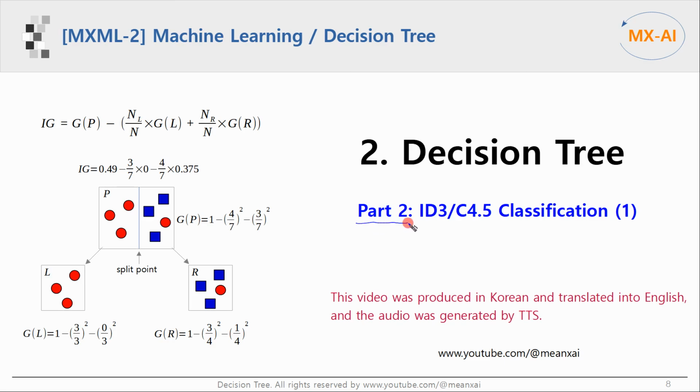This is part 2 of a series on decision trees. In this video, we will look at the classification using ID3 and C4.5 decision trees.